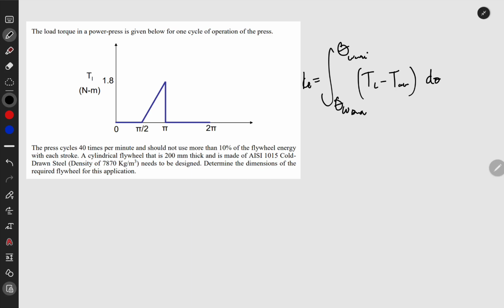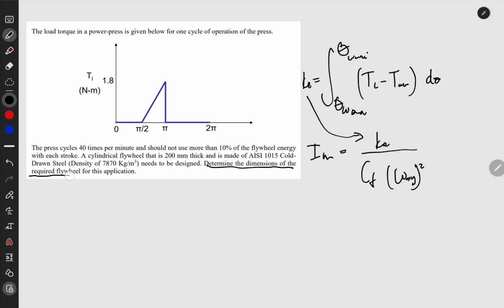Then from here, these are formulas that we need: ΔE equals to KE, the very same kinetic energy, equals Cf, that's a coefficient of fluctuation. It's how the torque, let me say, speed of the thingy changes over time, times I times omega average squared. So once they say they want to determine the dimensions, they're obviously up for this one because this one has dimensions built in it, the moment of inertia, right?